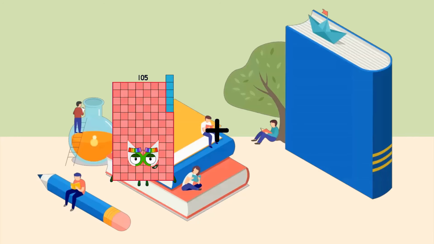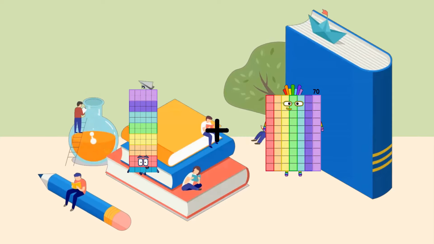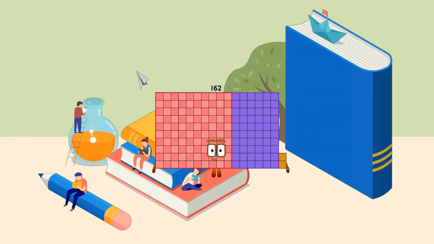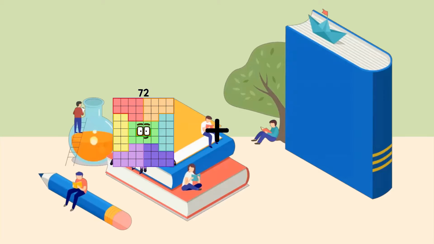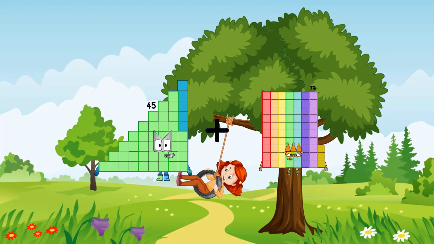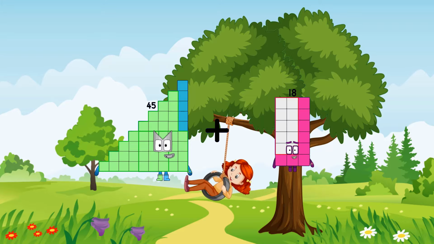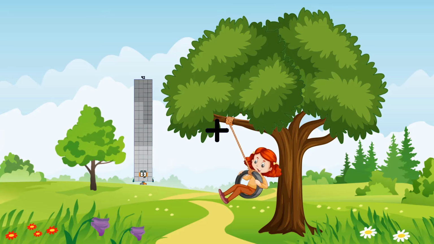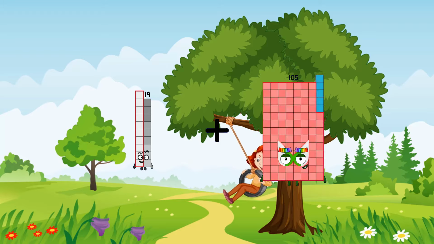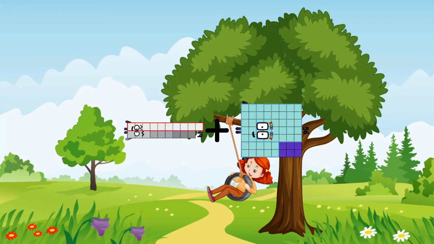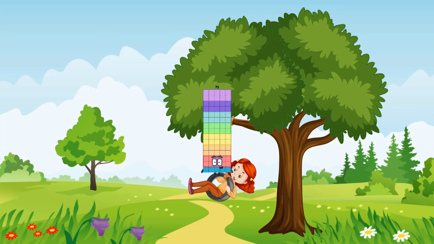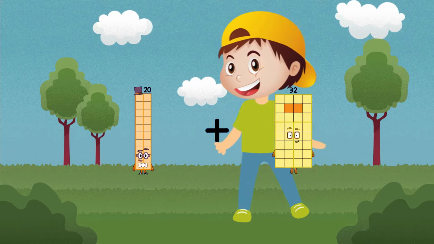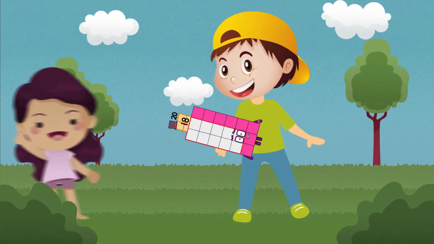Hmm, sounds fun. 75 plus 87 equals 162. 45 plus 18 equals 63. 19 plus 56 equals 75. 20 plus 18 equals 38.